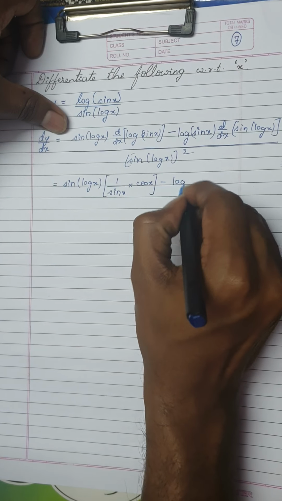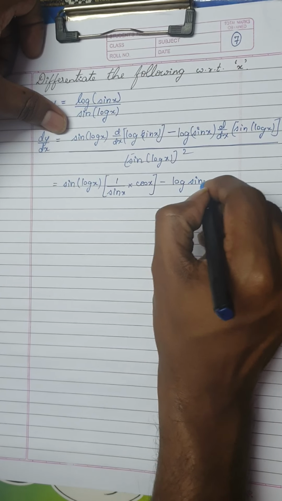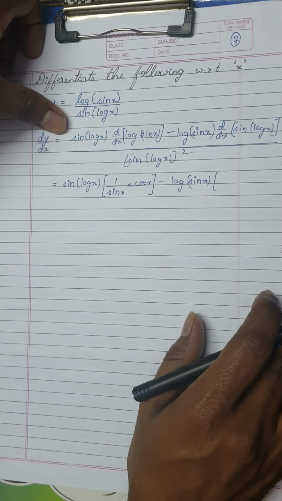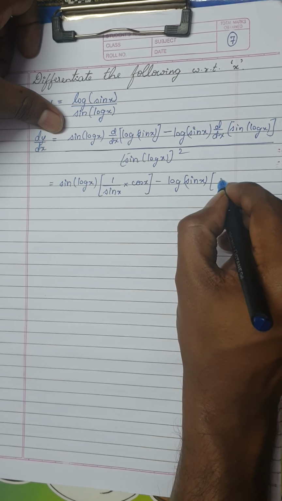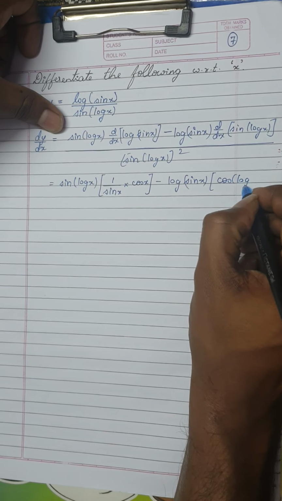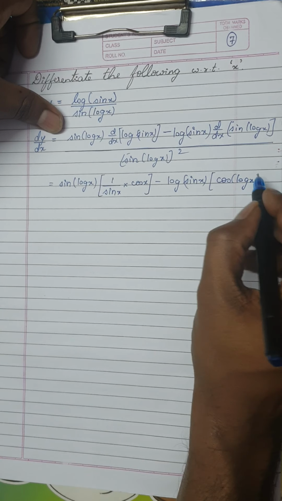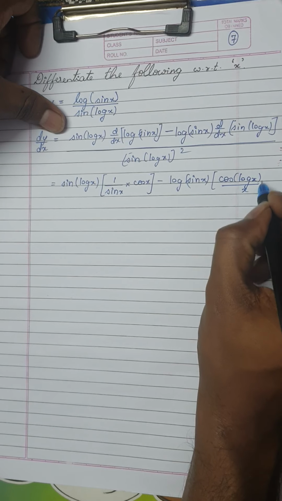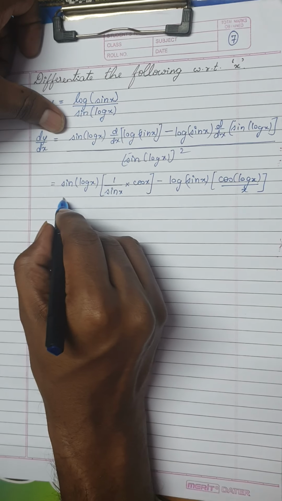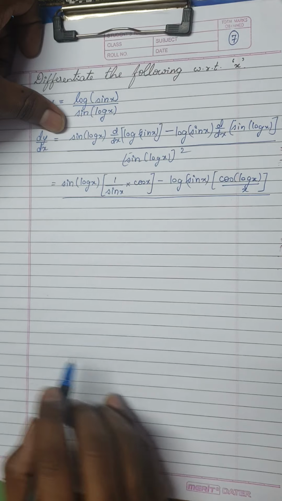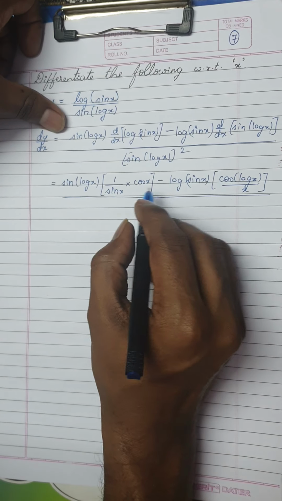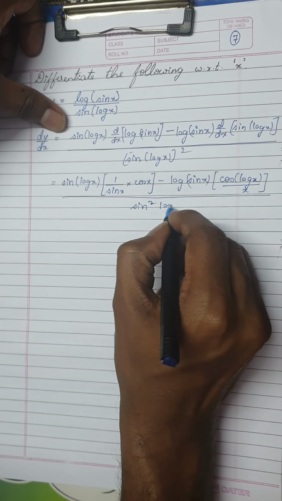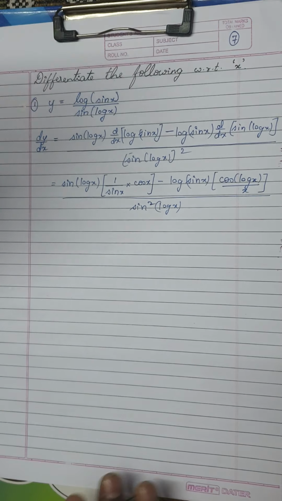Minus, now keep log of sin x as it is. Derivative of sin of f of x is cos of f of x into f dash of x. We know the derivative of log x is 1 by x. So I'm going to take 1 by x here, whole divided by sin square of log x. Okay, fine.